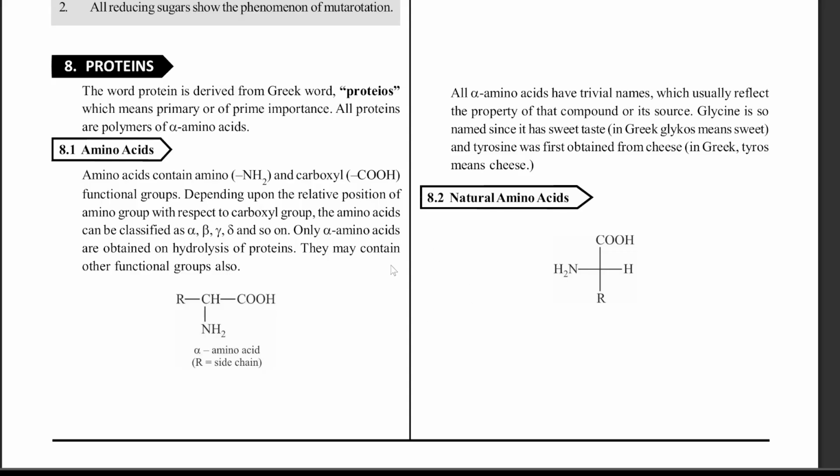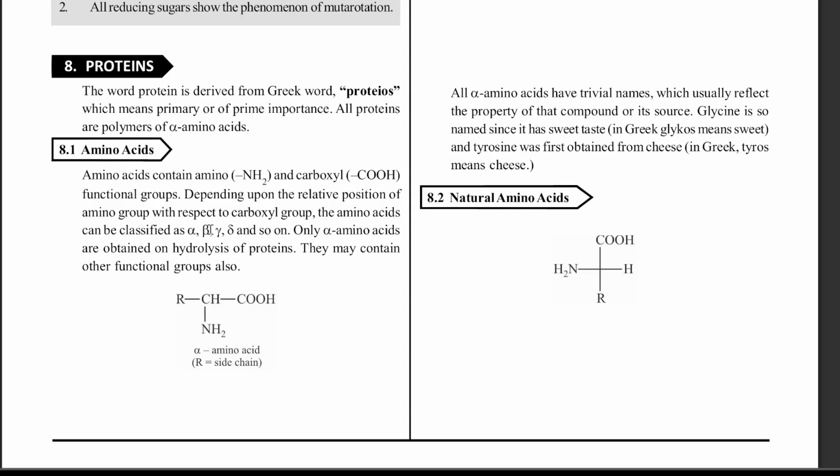Now proteins. The word protein is derived from the Greek word proteios, which means primary or of prime importance. All proteins are polymers of alpha amino acids. Now what are amino acids? Amino acids contain an amino group, NH2, and a carboxyl group, COOH, as functional groups, depending upon the position of the amino group with respect to the carboxyl group.